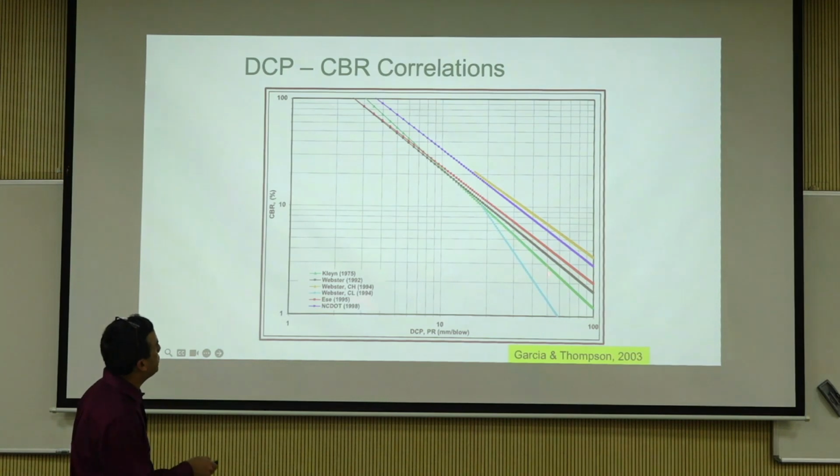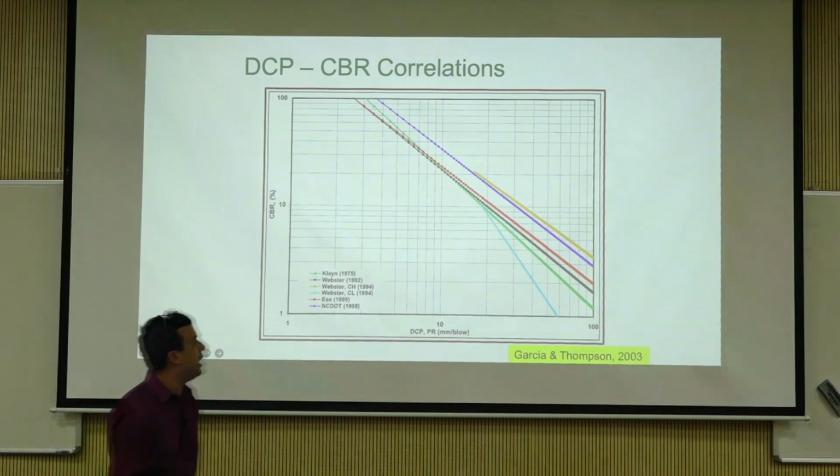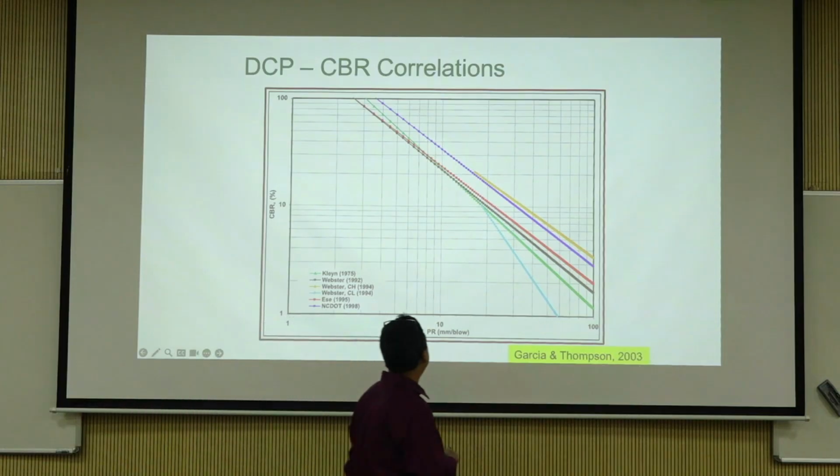DCP CBR correlations, again, how they compare. The Klein equation is right here, and then Webster is the black one. NCDOT is over here. It's kind of overestimating the CBR. All the others are kind of close to each other, as you can see. So you just pick one, whatever works, and that's how we have used.